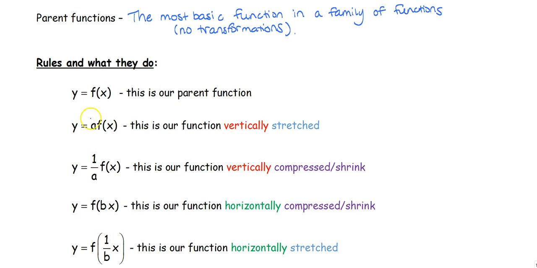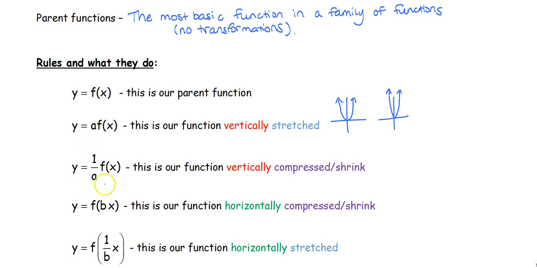Now if we go ahead and multiply a number in front of that equation, so we're going to call that a, this is going to cause our function to be vertically stretched. So let's go ahead and just use a parabola as our example. Let's say that this is our standard parabola, and I'm going to take it and stretch it, which means I'm going to pull it vertically. When I pull it vertically, it's going to cause my graph to get skinnier. It's stretching up.